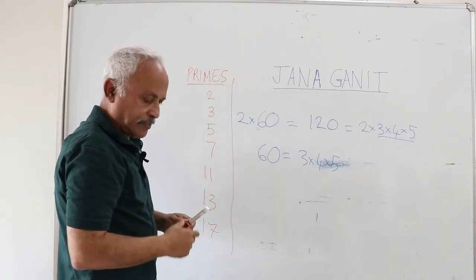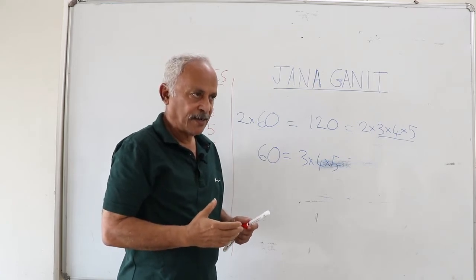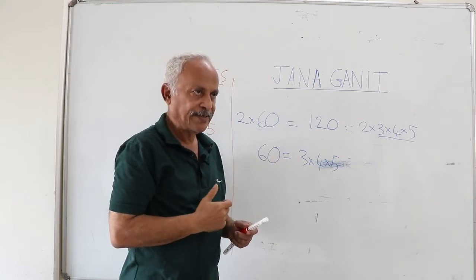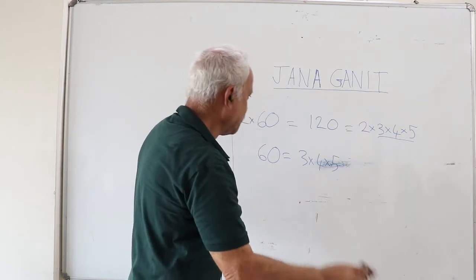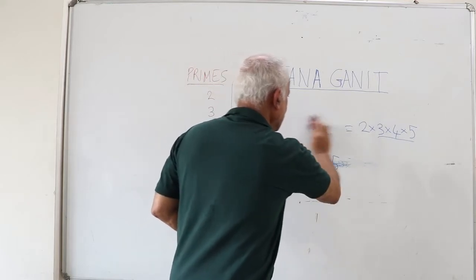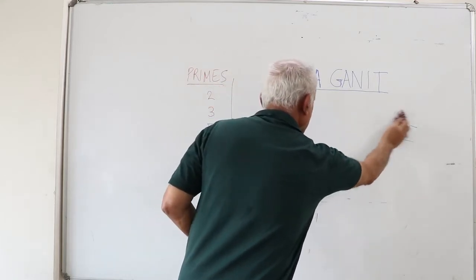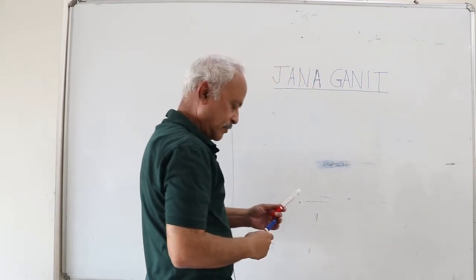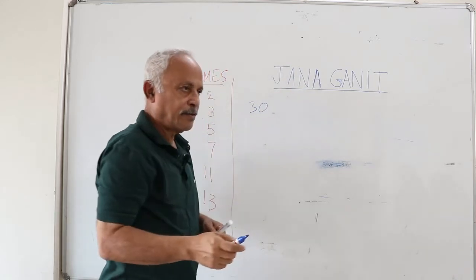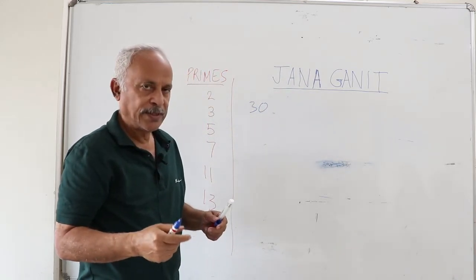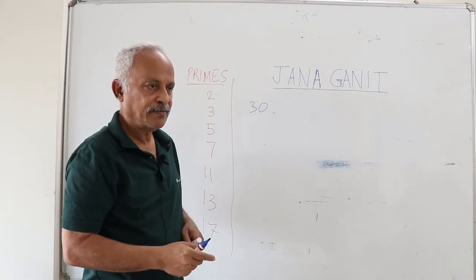Now, the way to factorize a number using your calculator, let's see that. Let's factorize the number 30. So what you do, start out with 30 and you divide by the first prime number on your calculator.